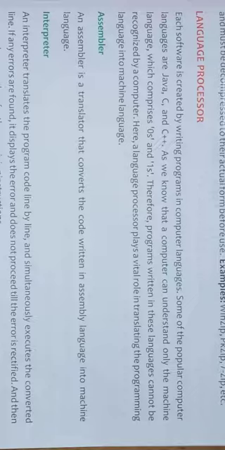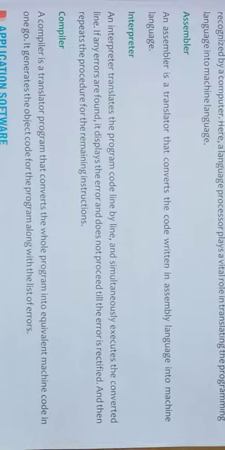now what is a language processor? There are three types of language processors: assembler, interpreter, and compiler. An assembler is a translator that converts code written in assembly language into machine language. The assembly language is converted into machine language with the help of the assembler.